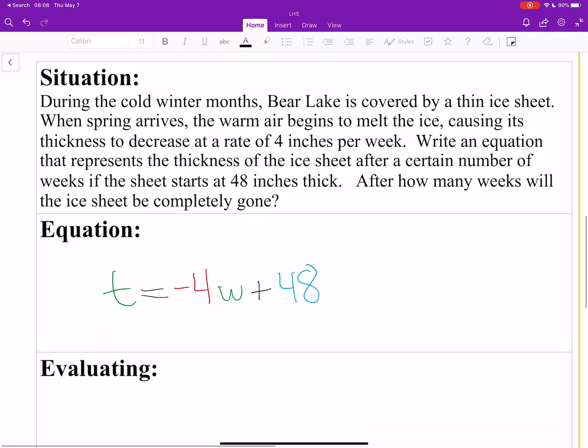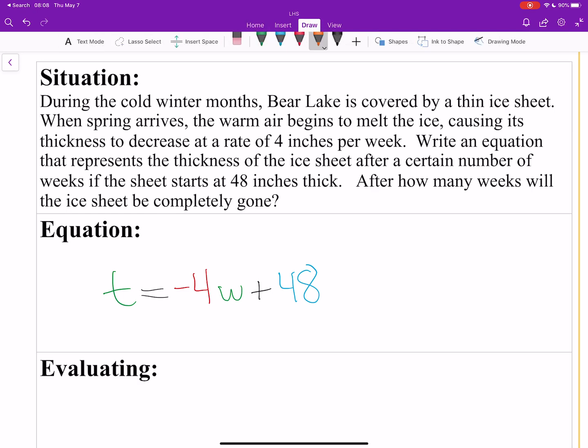Okay, let's look at the next situation here where we've got a negative slope. So in this particular case, we're measuring how thick the ice sheet is over Bear Lake. And as you can imagine, as spring goes on and the weather gets warmer, the ice sheet starts to melt. And so what happens to the thickness of the ice sheet? Well, it goes down, right?